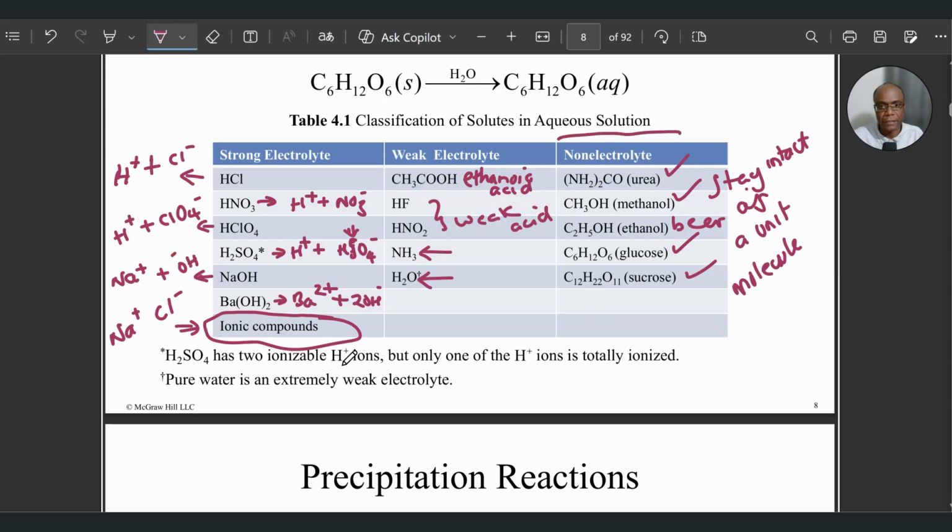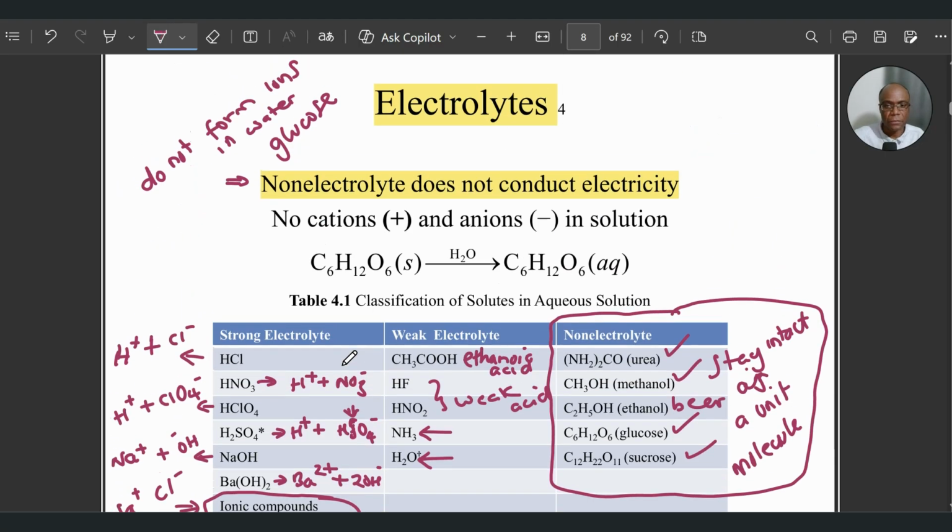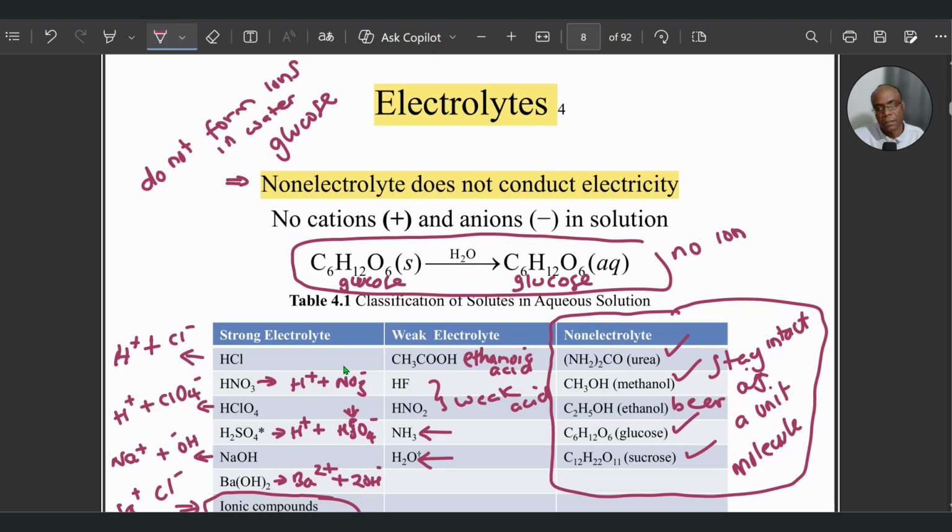So highlight non-electrolytes, they do not ionize at all. They stay intact as a unit molecule, and that's what you're seeing in this equation right here. Your glucose in water does not form ions. It stays intact as a molecule. No ions formed, no electrical conductivity. Okay, so that's why non-electrolytes do not conduct electricity, because there are no ions, there's no cation, there's no anion formed.